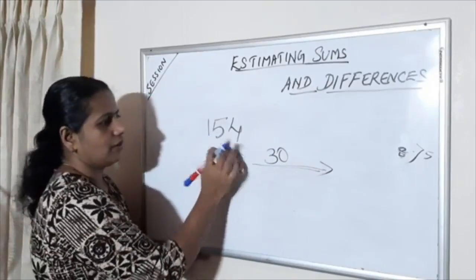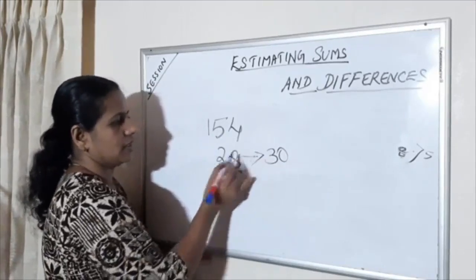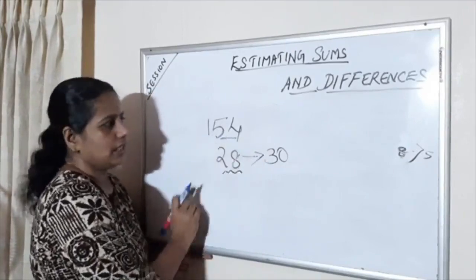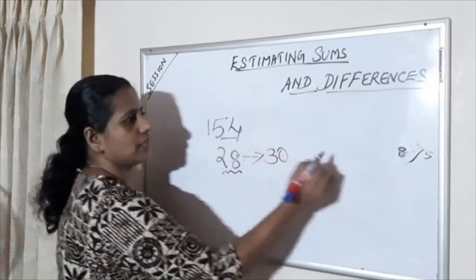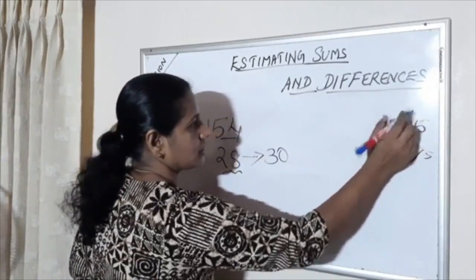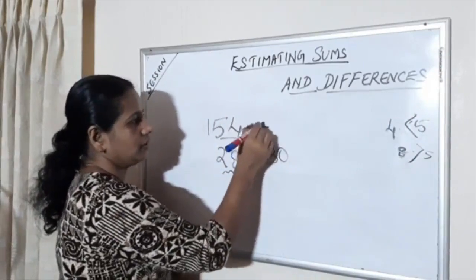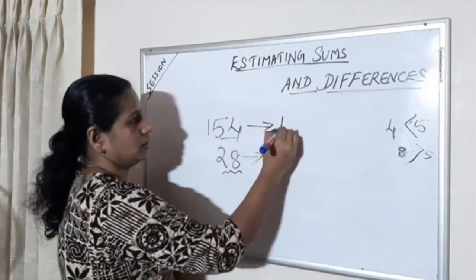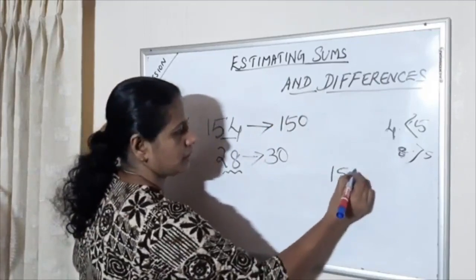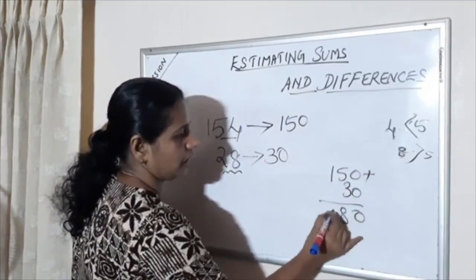Then the next one, 154. Here there are 2 digits to take, that is 54. Then in 54, 4 is less than 5, so it is rounding down. It is 150. Now add these two numbers. 150 plus 30 is equal to 180.